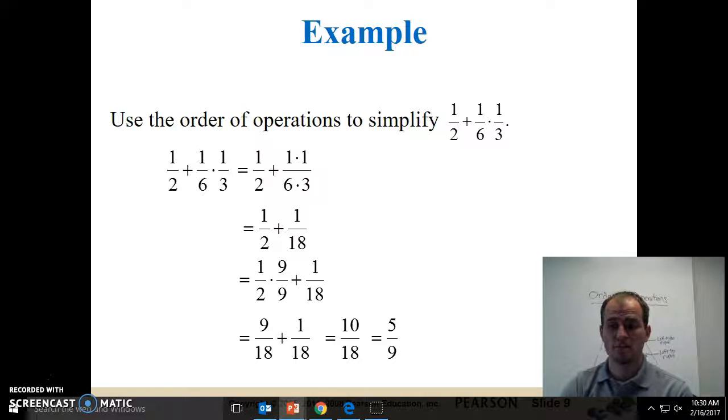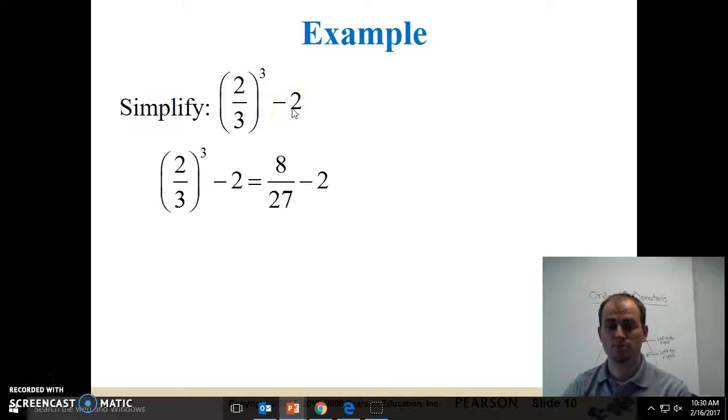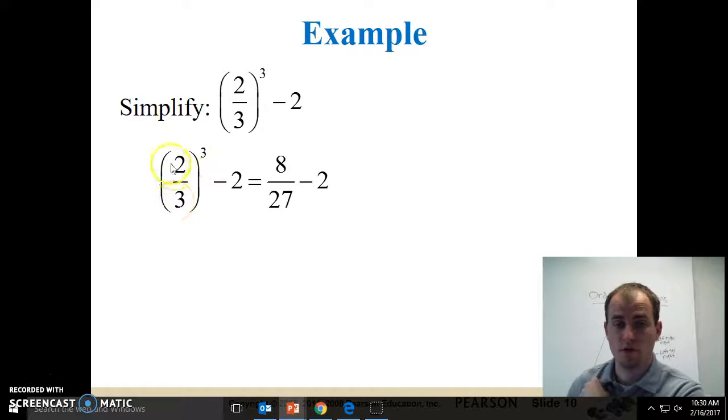Okay, let's look at letter B. Simplify 2/3 cubed minus 2. Well, should we do exponents first or subtract? Well, you always do your exponents first. Remember, 2/3 cubed means 2/3 times 2/3 times 2/3. Or you can just do 2 to the third. 2 times 2 times 2 is 8. And 3 to the third, 3 times 3 times 3 is 27.